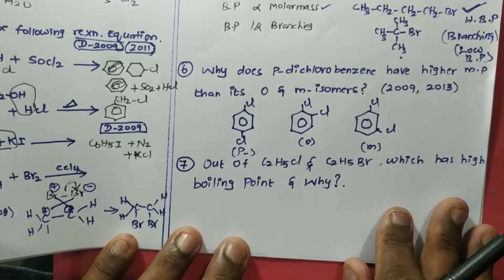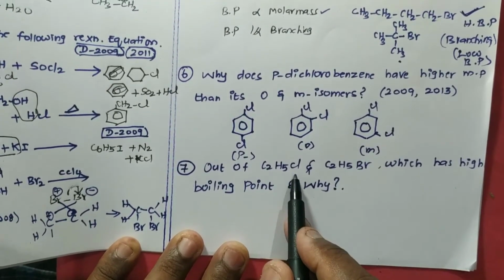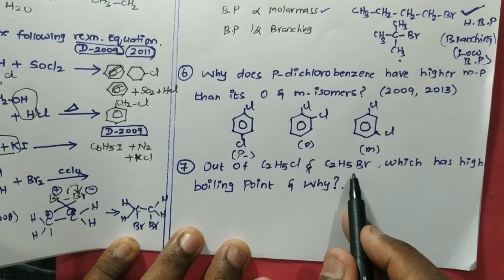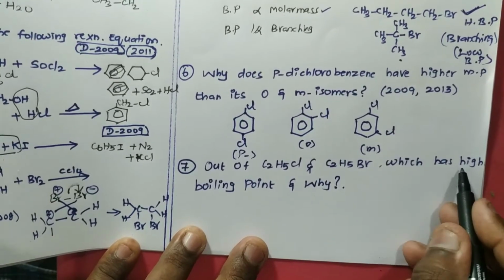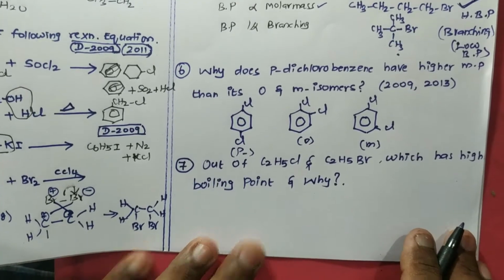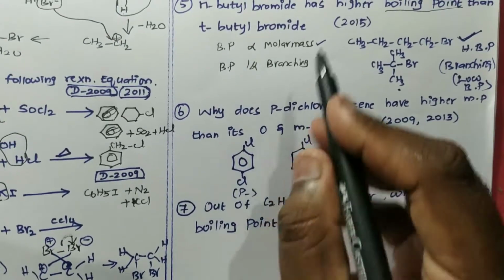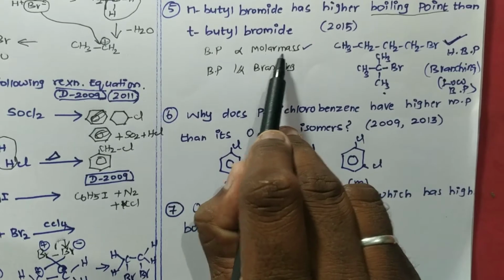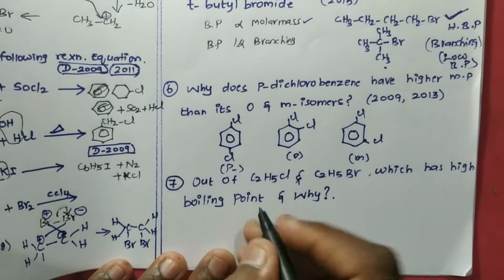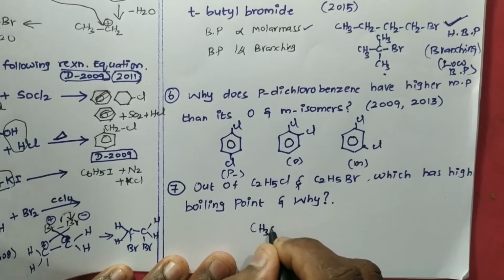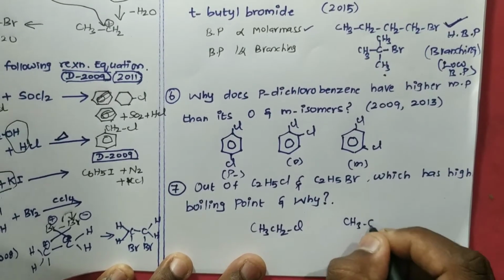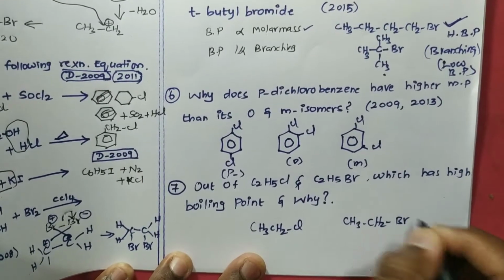And the next one: out of chloroethane and bromoethane, which one has a higher boiling point and why? As we saw earlier, the first concept is that boiling point depends on molar mass, and the second is branching. Here both compounds are straight chain compounds. One is CH3, CH2, Cl. The other compound is CH3, CH2, Br.